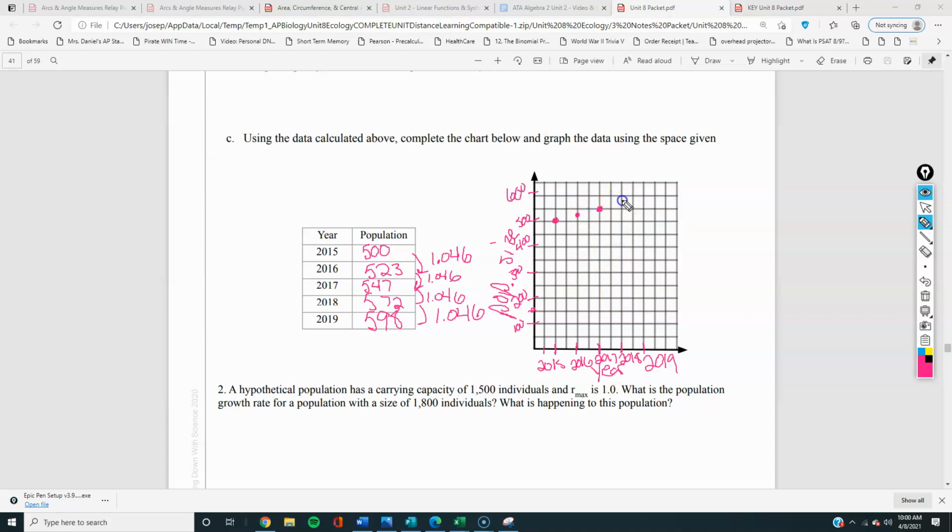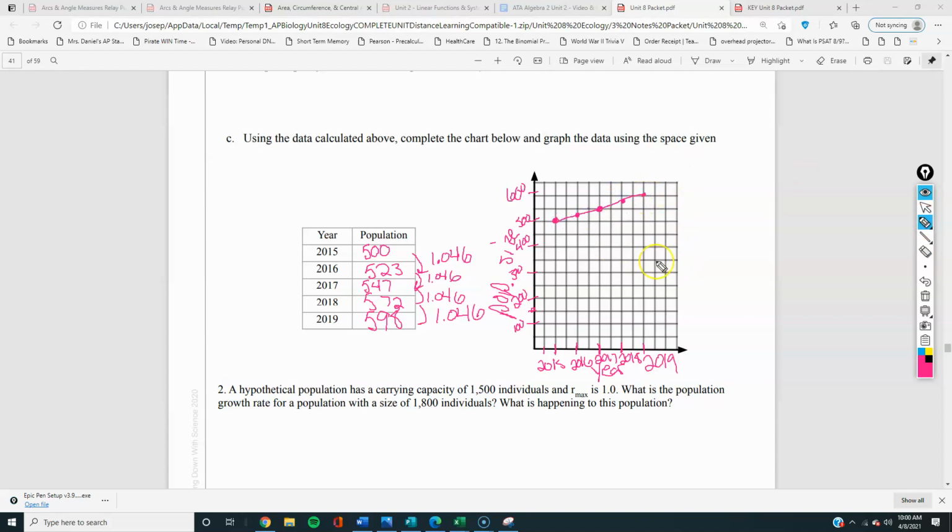2018, 570. 2019, pretty close to 600. Well, I kind of messed up here. 2019 should have been right here. Oopsie schnoodle. That's why they make erasers, guys. We don't have mistakes, just happy accidents.